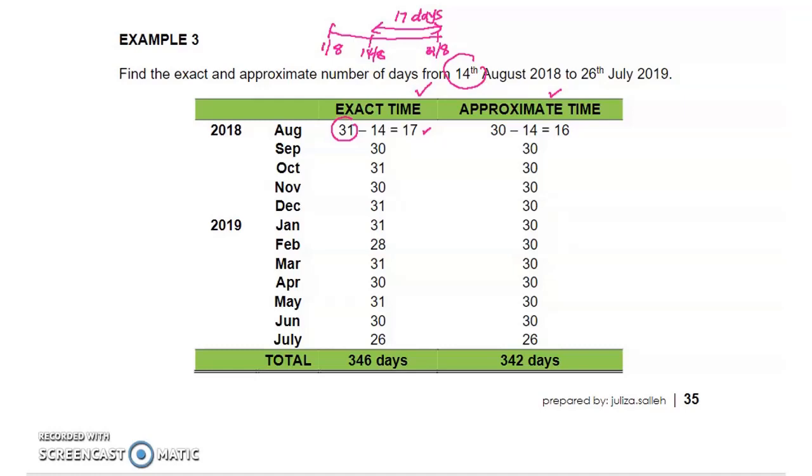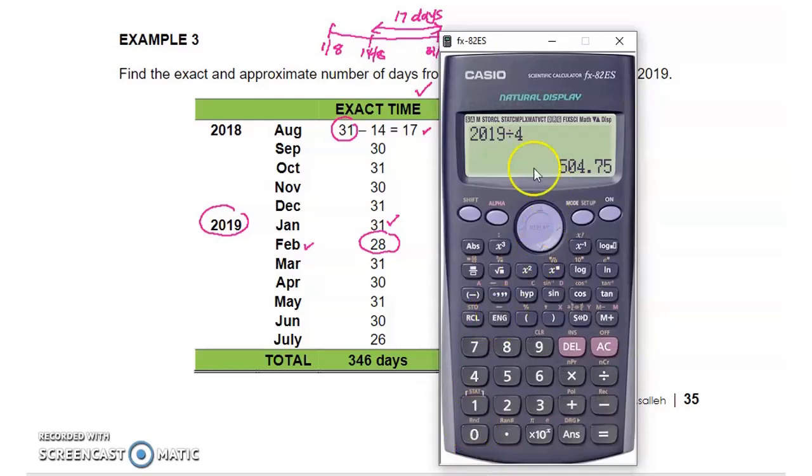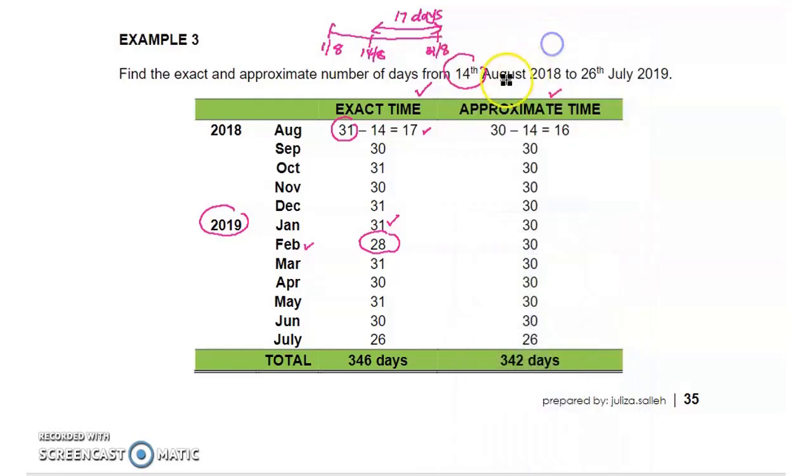Okay, now look at 2019. So start after December, with January. January 31. Okay, look at February. February, why 28? You need to know whether 2019 is a leap year or non-leap year. So 2019 divided by 4, we get 504.75. If we have a remainder, it means that 2019 is a non-leap year. So if non-leap year, February has 28 days. So that is by exact time. Okay, until July 26. Our end date is July 26.